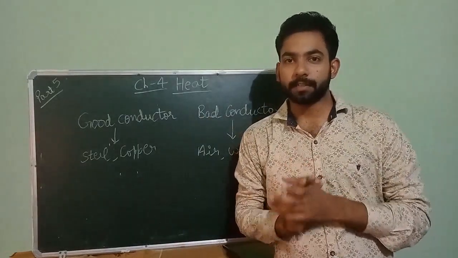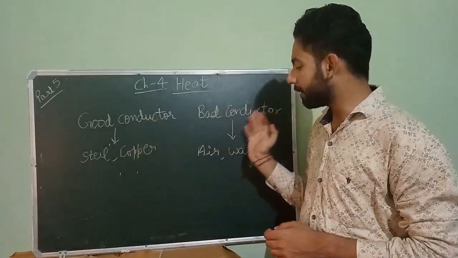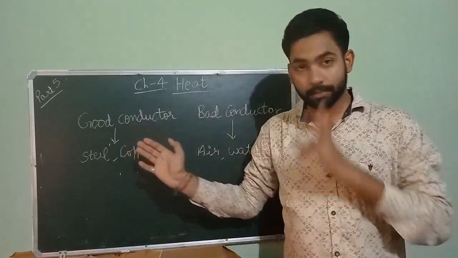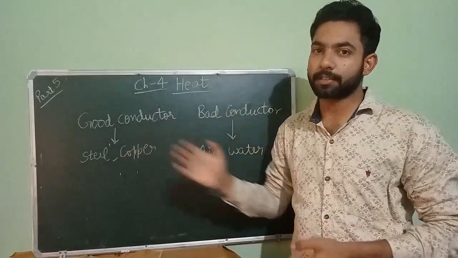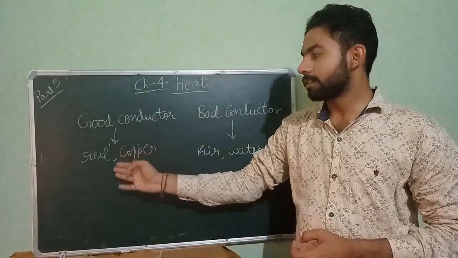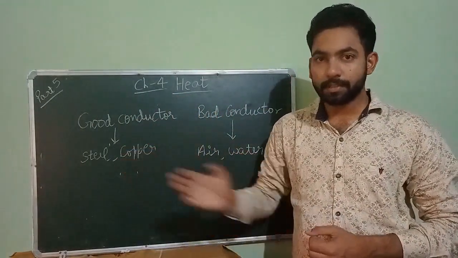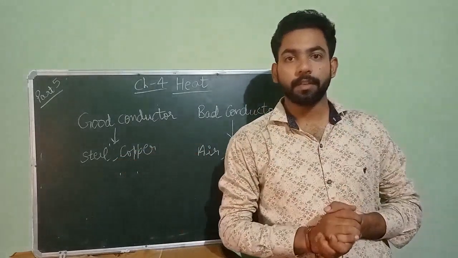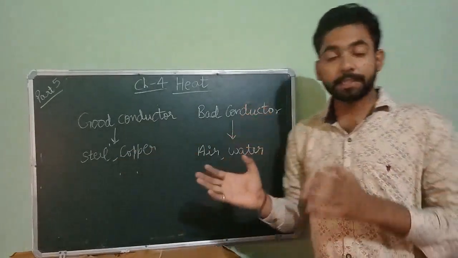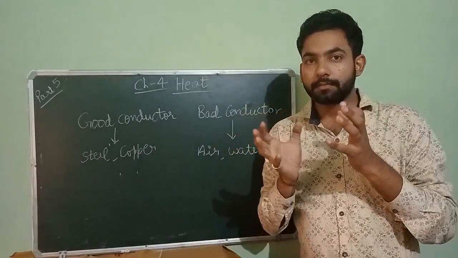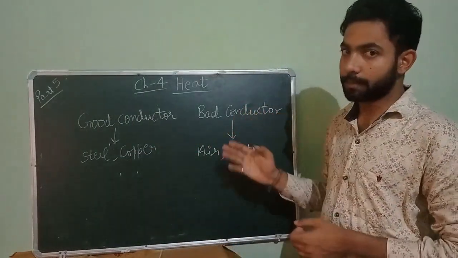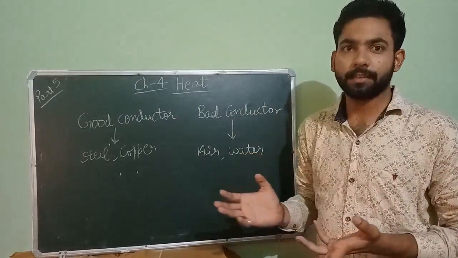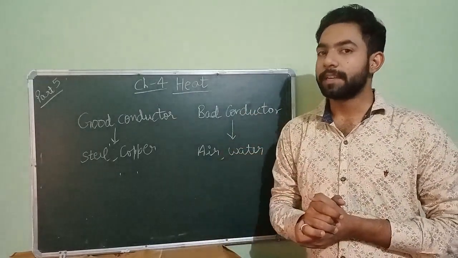There are two types of conductors, good conductors and bad conductors. Good conductors: the materials which allow the flow of heat easily are known as good conductors. For example, steel and copper. Steel and copper are the good conductors of heat. The materials which do not allow the flow of heat easily are known as bad conductors. For example, air, water, plastic. These are some examples of bad conductors.